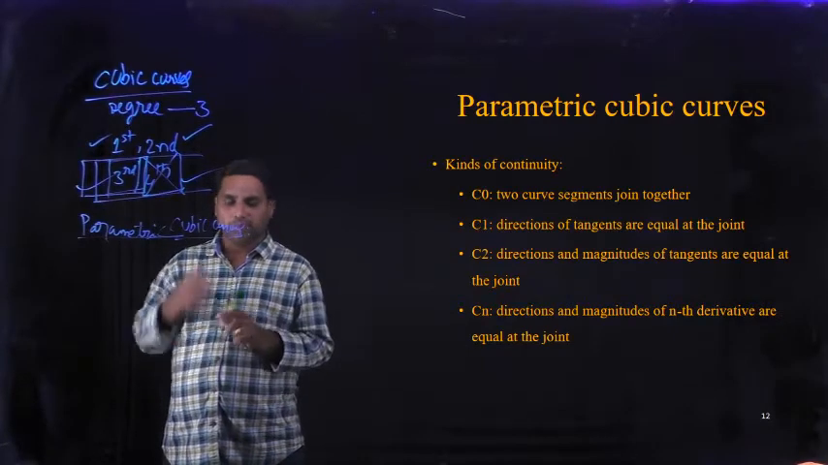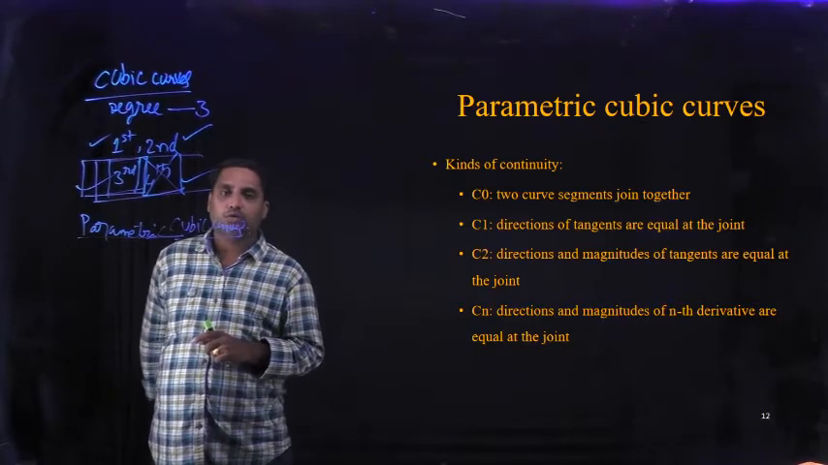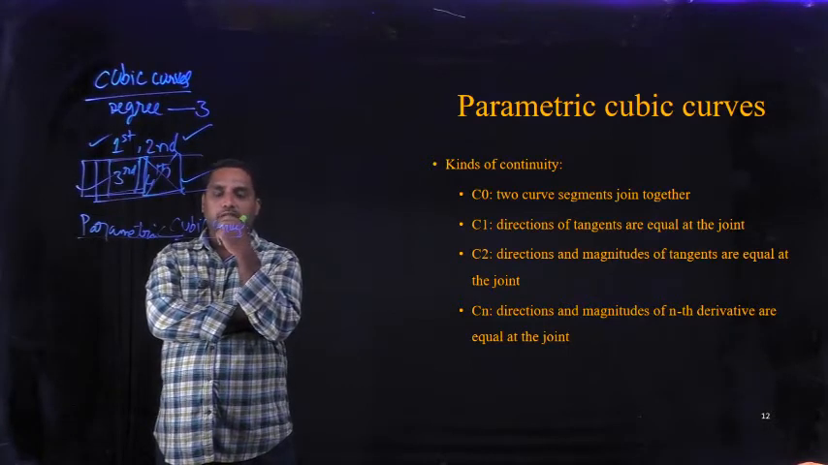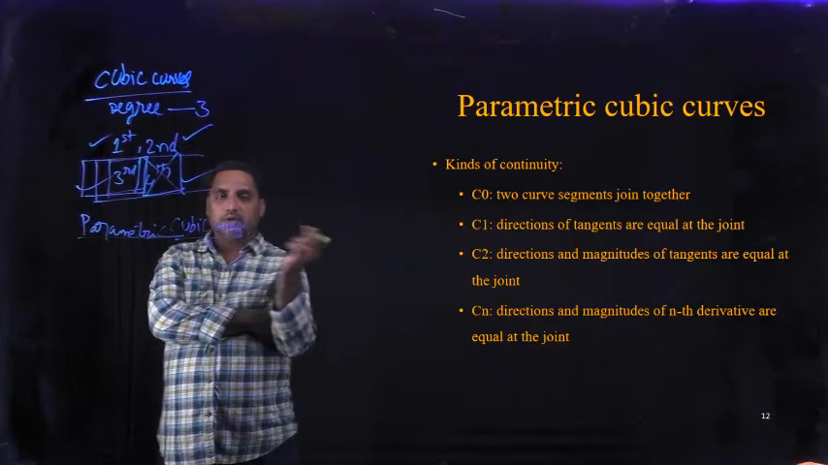Continuity is nothing but this: suppose you join two curves or two curve pieces, there we should maintain some continuities. What are those continuities? I will explain now.